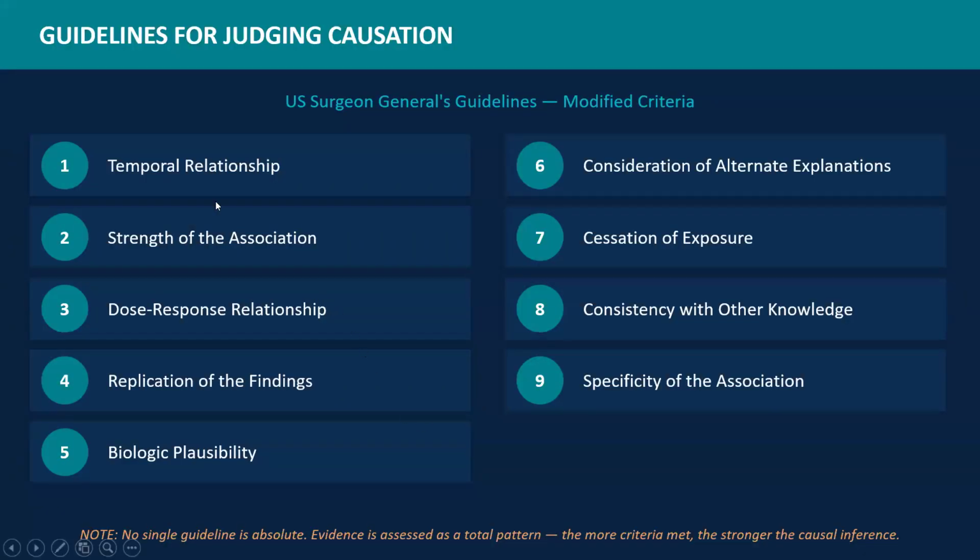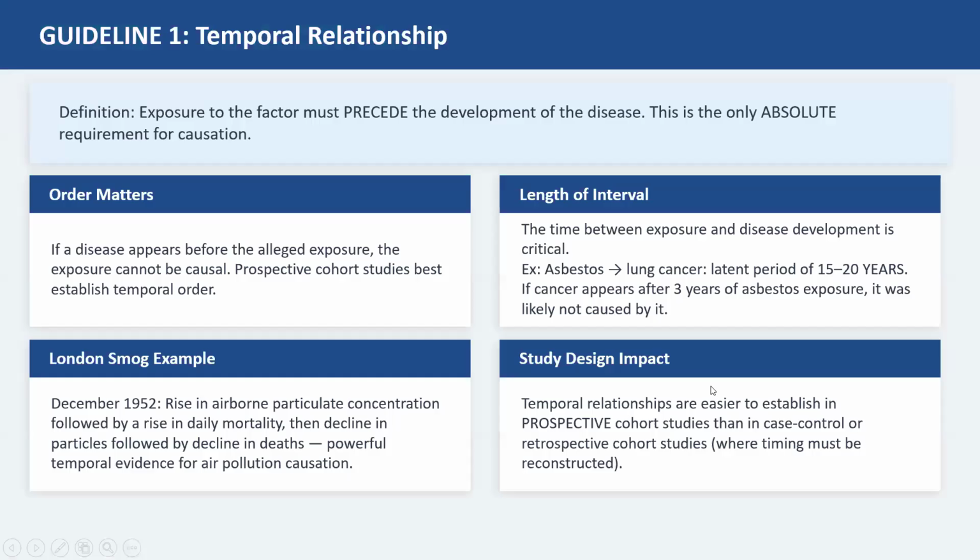So, as guidelines for judging causation, the first one is temporal relationship. Second is strength of association. Third, dose response relationship. Four, replication of the findings. Five, biological plausibility. Six is consideration of alternative explanations. Seven, cessation of exposure. Eight is consistency with other knowledge. And nine is specificity of the association.